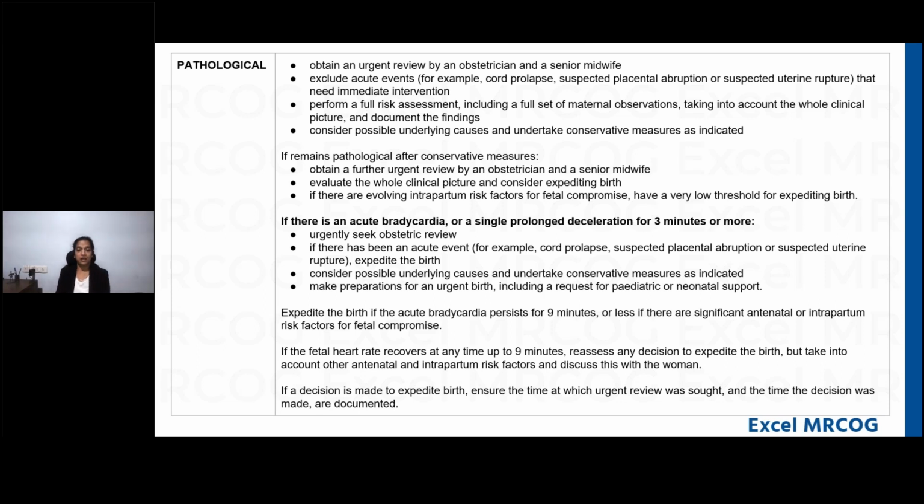Then, if there is acute bradycardia, obstetrician has to see. If there has been an acute event like cord prolapse, suspected abruption, rupture, you need to hasten the delivery. Consider possible underlying causes again and make preparation for an urgent birth, because acute bradycardia is something that is usually associated with fetal compromise, unless it is the maternal pulse that it is picking up.